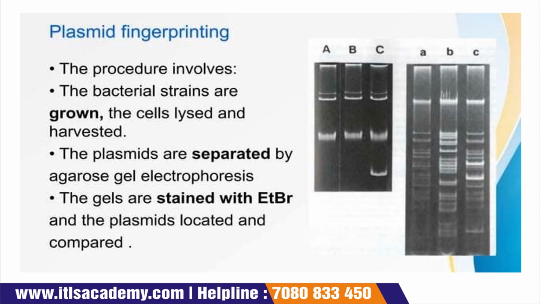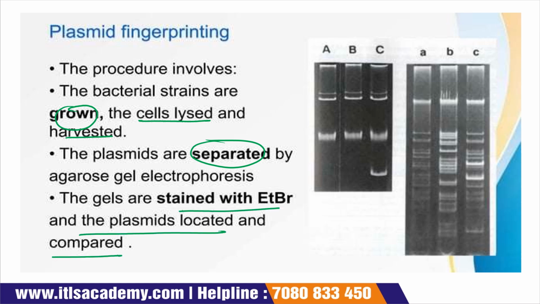Okay, now the next is the procedure involved. Bacterial strains are grown, and the cells are lysed and harvested. Then the plasmids are separated with the help of agarose gel electrophoresis, and this gel is stained with ETBR, and the plasmids are located and then compared. Okay, so this is all about the different methods for the identification of pathogenic microorganisms and even the toxins produced by microorganisms. I hope you will understand.